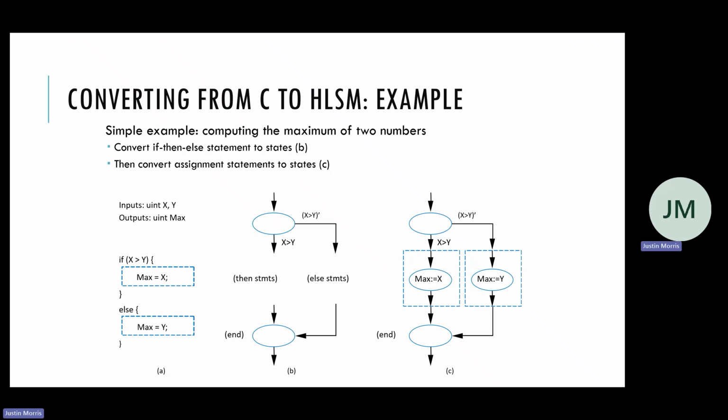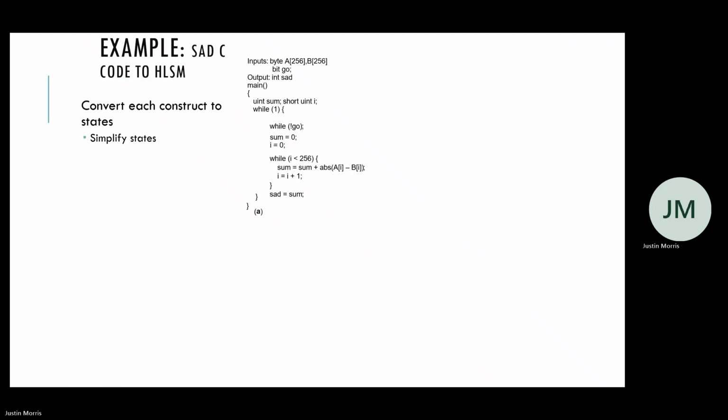So if I have this C code, I can just follow these templates and create a maybe not optimal high-level state machine, but a functional high-level state machine that will give me the correct result. All right. So here is our previous example. And we're going to convert each construct into our high-level state machine. And then afterwards, maybe we can simplify some states.